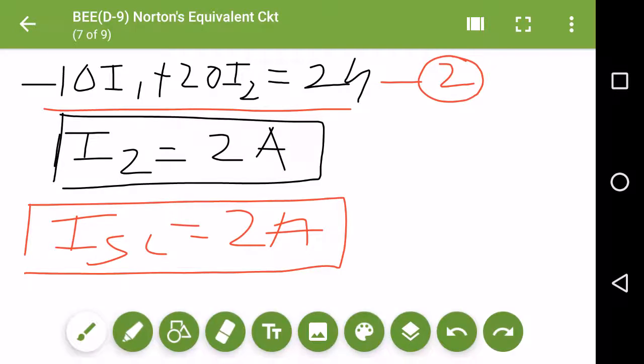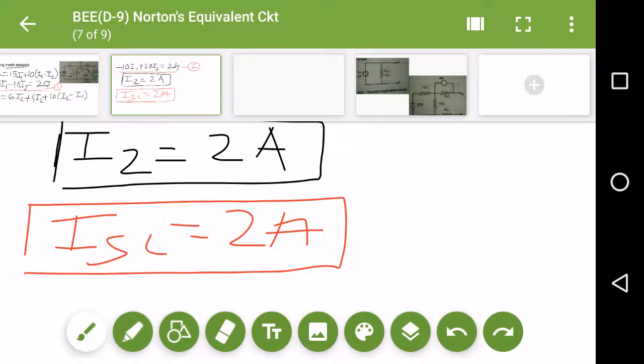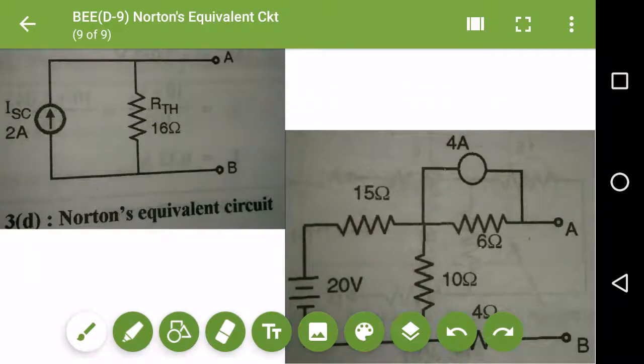Now I have found my total resistance and the short circuit current, and the final circuit, that is the Norton equivalent circuit, will look like this. So this is my Norton equivalent circuit. You can see here I found my ISC value and my RTH value of this circuit which is given to us. So this is given to us, and we converted this circuit into a Norton equivalent circuit. Thank you.